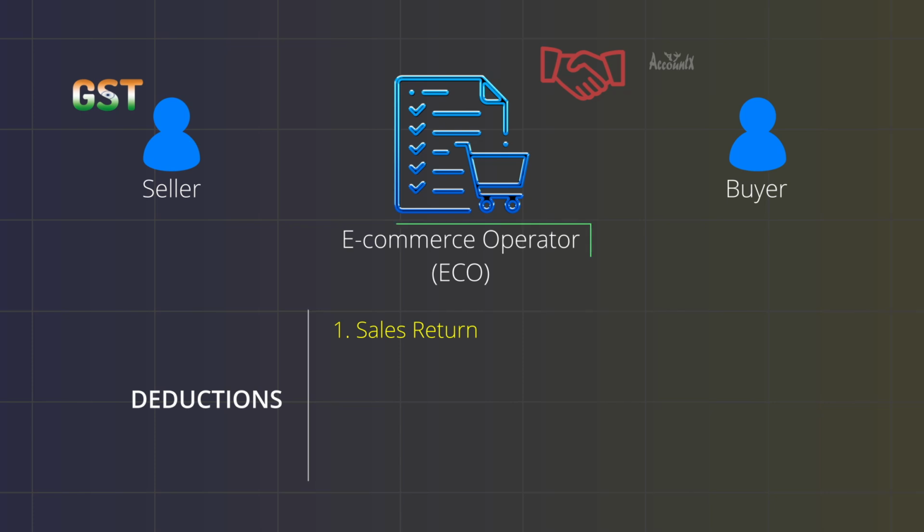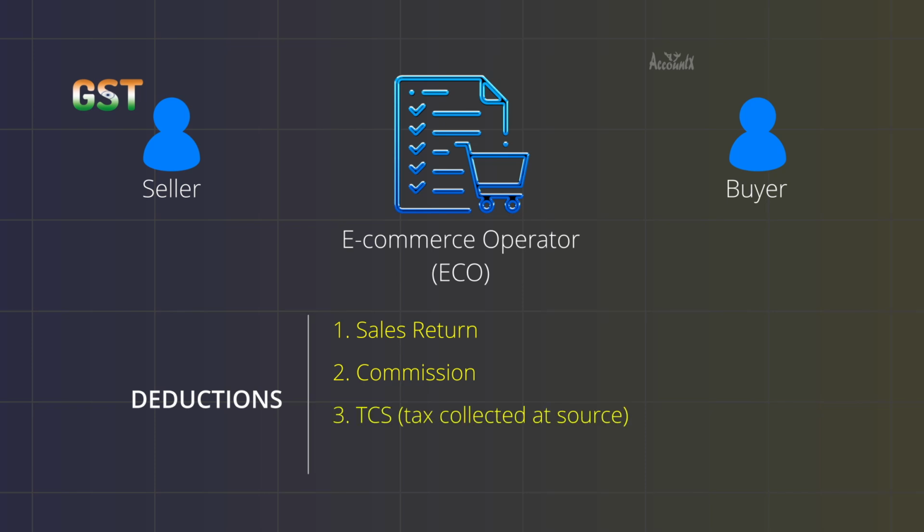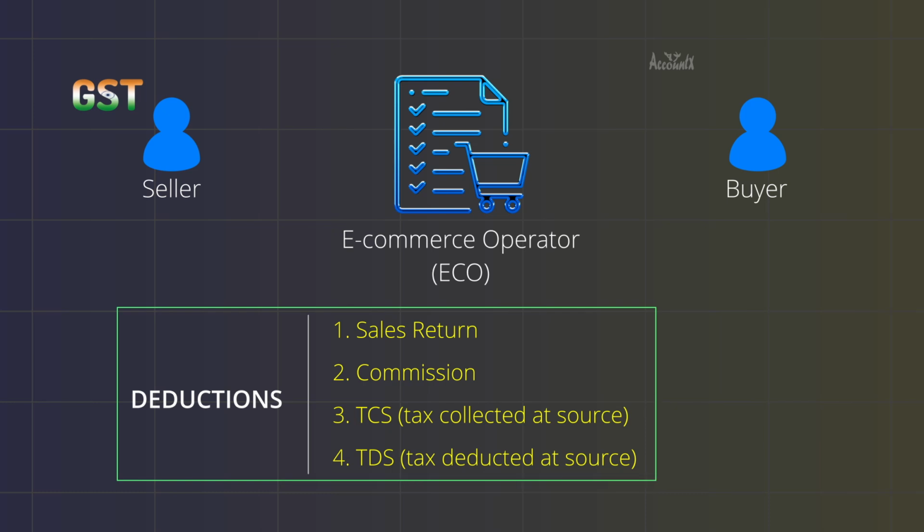facilitator, the e-commerce operator charges commission. That would be second deduction. 3. The e-commerce operator is required to collect tax called TCS as per GST law. 4. The e-commerce operator is also required to deduct tax called TDS as per income tax law. Now these deductions 3 and 4 are to comply with taxation provisions. After all these deductions, assuming there are no more deductions, the balance would be credited to your account.